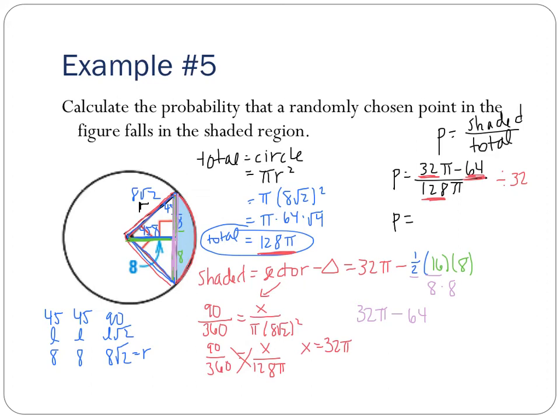32 pi divided by 32 is just 1 pi. 64 divided by 32 is 2. 128 pi divided by 32 is going to be 4 pi. So this is our probability.